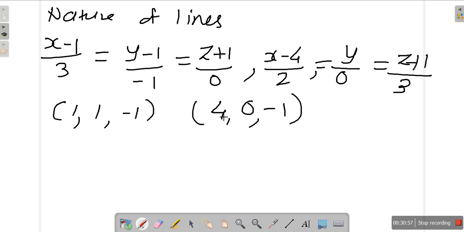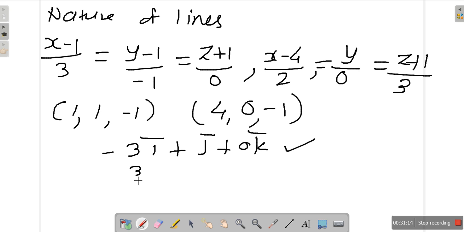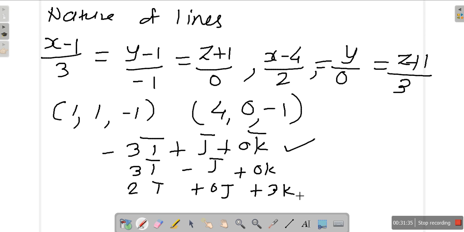The one vector is 1 minus 4, which is minus 3i. The second is 1 minus 0, so j. The third is minus 1 minus minus 1, so 0k. This is one vector. The second vector is this parallel vector, which is 3i minus j plus 0k. And what is the third vector? 2, 0, 3. So 2i plus 0j plus 3k.